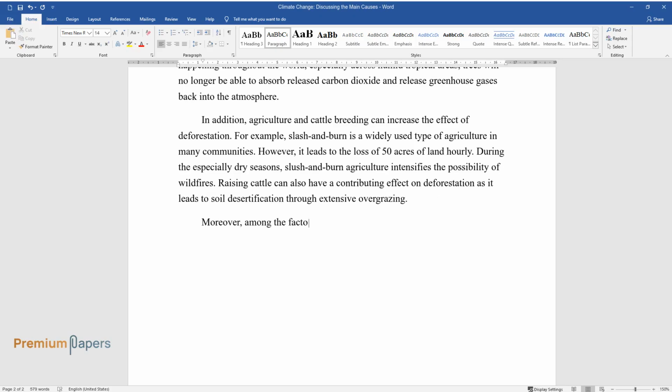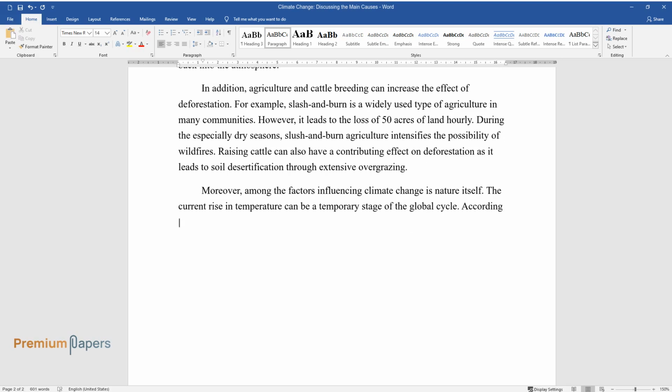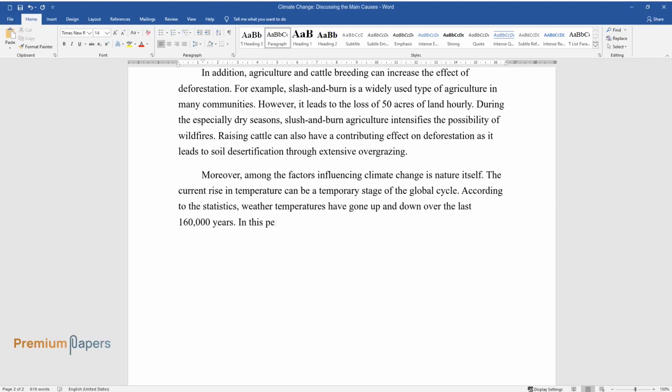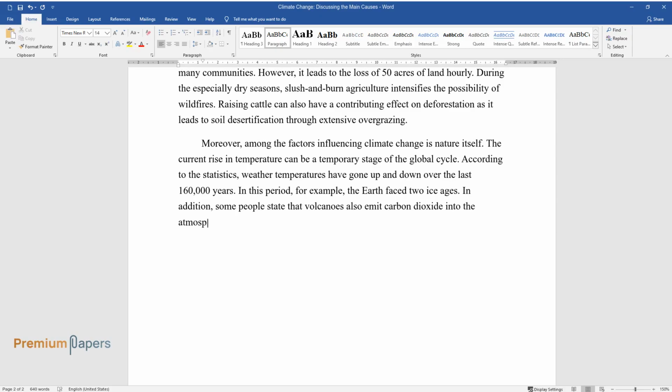Moreover, among the factors influencing climate change is nature itself. The current rise in temperature can be a temporary stage of the global cycle. According to the statistics, weather temperatures have gone up and down over the last 160,000 years. In this period, for example, the Earth faced 2 ice ages. In addition, some people state that volcanoes also emit carbon dioxide into the atmosphere, causing the rise of global temperature.